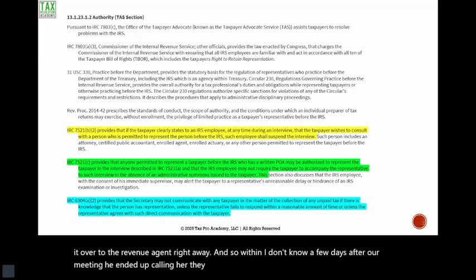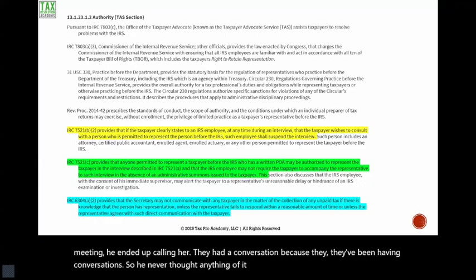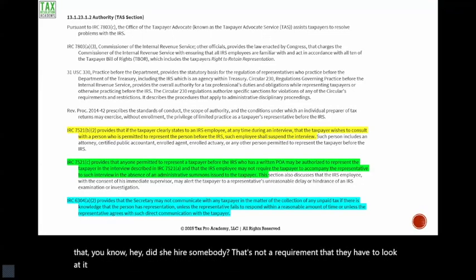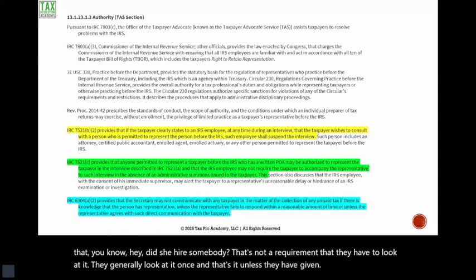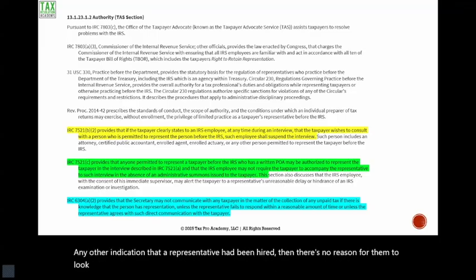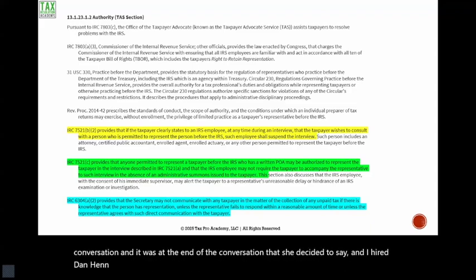They had a conversation because they'd been having conversations, so he never thought anything of it, and they generally don't go back and check whether she hired somebody. That's not a requirement that they have to look at. They generally look at it once, and that's it. Unless they have been given some other indication that a representative has been hired, there's no reason for them to look at it unless the taxpayer says something. So they got through this whole conversation, and it was at the end of the conversation that she decided to say, "Oh, and I hired Dan Henn to be my representative."